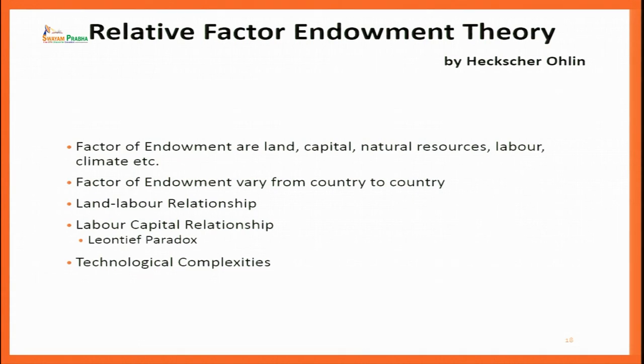As per this trade theory, the factor endowment theory, land, capital, natural resources, labor and the climate are taken into consideration as factors of production. And it was given by Heckscher and Ohlin. Ohlin was the student of Heckscher, and it came into practice, and the purpose of this particular theory is to emphasize various factors of production while deciding which particular product to produce.